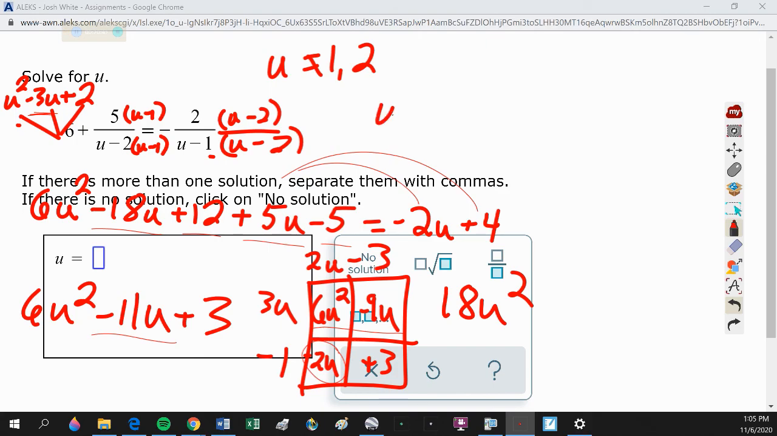So my u values are 3/2 and 1/3. Are either of those excluded? No. Okay, not too bad. There are only a handful of those type.